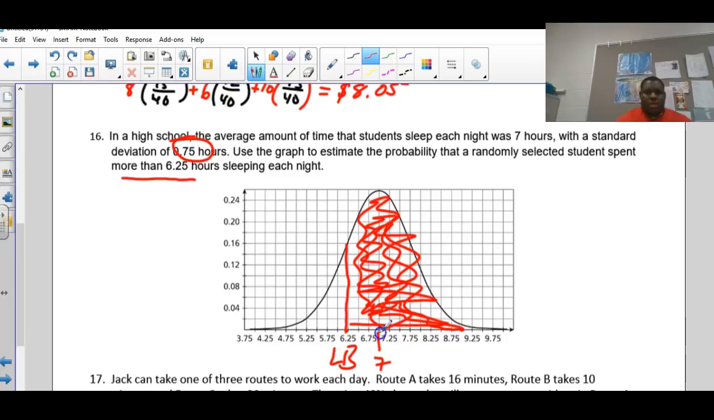Excuse me. So now that I know that, I can put this in my calculator. Here's what I mean. I'm going to have the normal CDF, and I'll have my lower bound of 6.25. My upper bound, let's just say 12 hours, because we're talking about sleeping. So we're not going to put like 100 hours, 300 hours. We're talking about 12 hours. Or heck, let's just put 24 hours since it's a day. 24 hours, I'll use that.